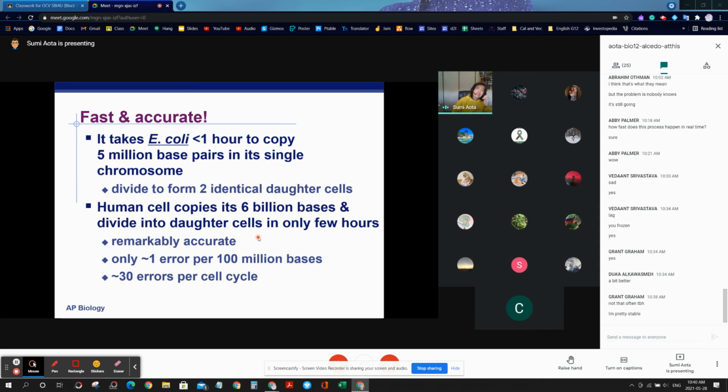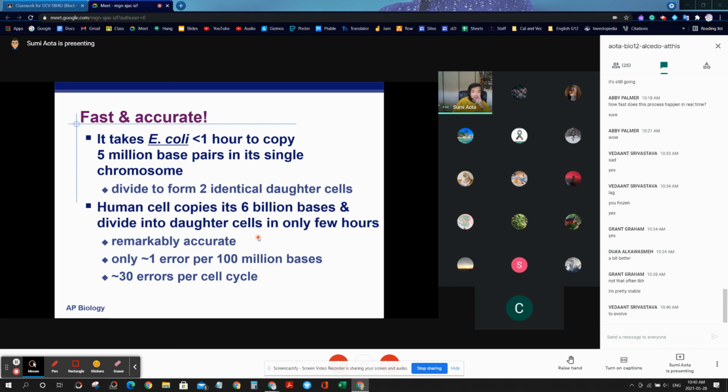So why do we still need errors then? Why not make a perfectly replicating system? Yeah, we need that variation to evolve, right? That's why we have to have some errors creep in. Otherwise, evolution would have nothing to work on.